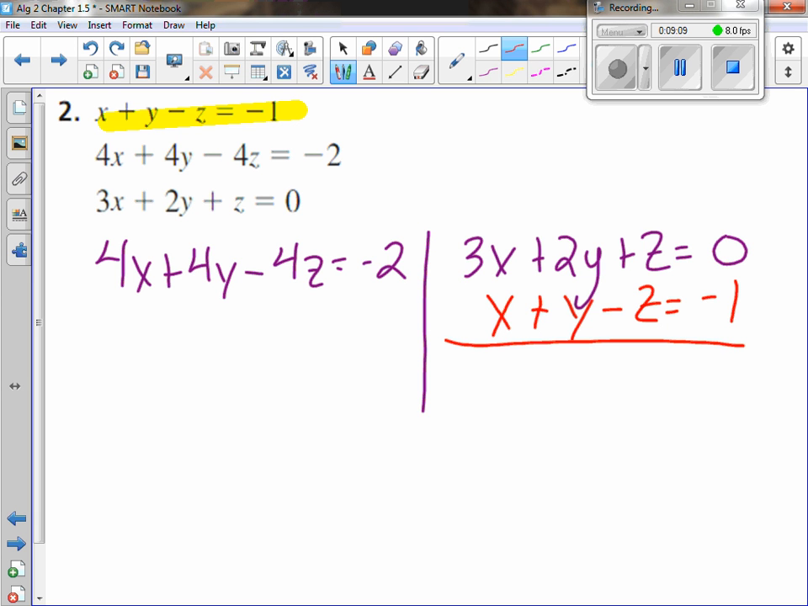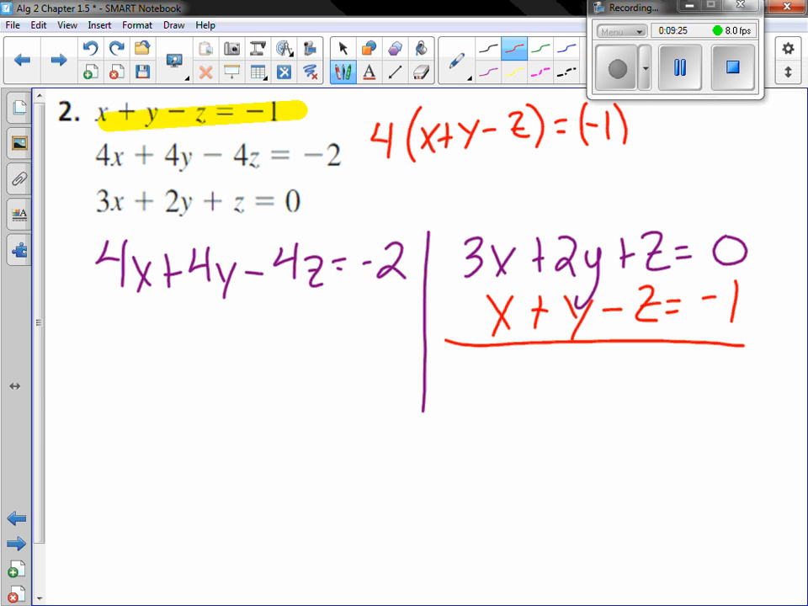So what do I need to multiply? What do I need to multiply this z by to get 4z? 4. It'd be 4 times x plus y minus z. Multiply both sides by 4. Well, 4 times x is 4x. 4 times y is plus 4y. 4 times z is minus 4z equals negative 4. So we multiply by the 4, we get this here.